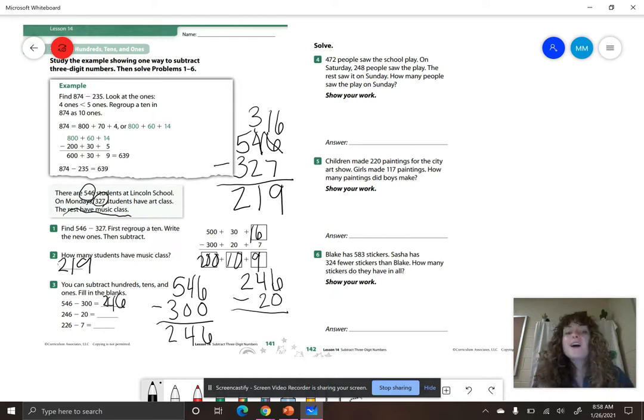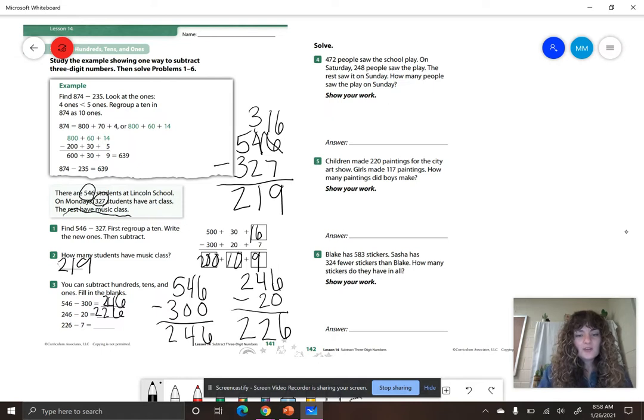Okay, just checking. All right, so our ones are going to stay the same, and our tens are going to change. So I have 4 tens. I'm going to take away 2 tens, and 2 tens are left. And my hundreds, I have 2 hundreds. I'm not taking away, so I have 2 hundreds. So when I take the tens away, I have 226.